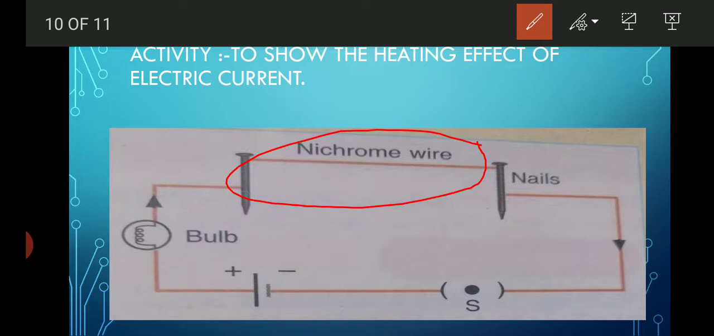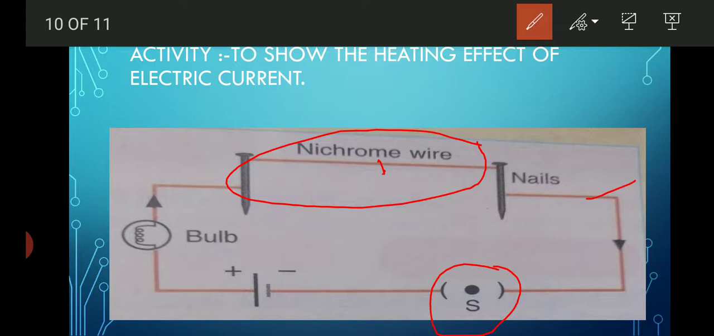Make an electric circuit by connecting the two nails to the two terminals of the electric cell through a switch by using copper wires. These are the copper wires. Now pass the electric current in the circuit by moving the switch to the on position. This is a switch. After a few seconds, touch the nichrome wire just for a moment, and you will observe that the nichrome wire becomes hot.